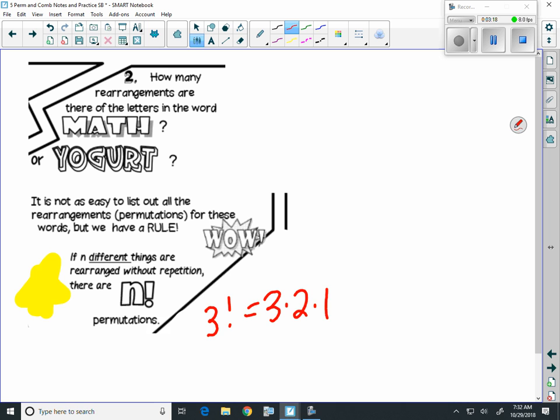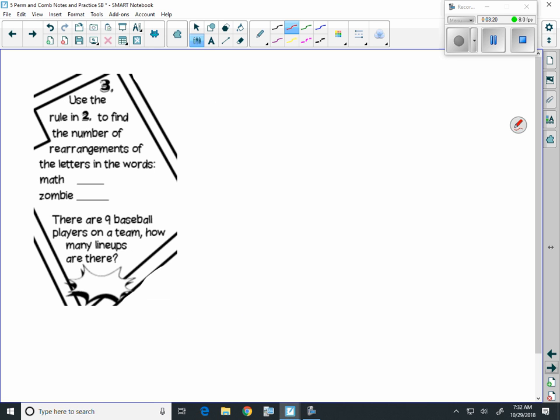Math is on the next one. It says use rule number 2 to find your rearrangements. How many options do we have in math? 4. So that would be 4 factorial. How many options do we have in zombie? 6. So that would be 6 factorial.